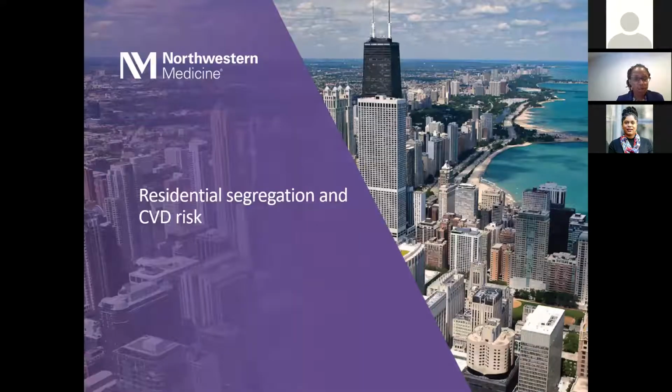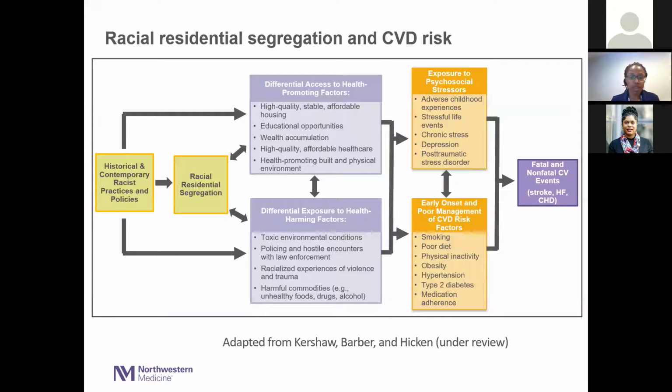So now I'm going to show a couple examples of some of the work we've done looking at residential segregation and CVD risk. I'm going to start by laying out this great figure that my colleague Cheryl Barber designed, part of a paper we have under review on measuring residential segregation. There are many pathways linking segregation to CVD risk, and this happens over the life course. Historical and contemporary racist practices and policies that I alluded to earlier drive segregation and associated differential access and exposure to health-promoting and health-harming features of the built and social environment, which are shown in those purple boxes.